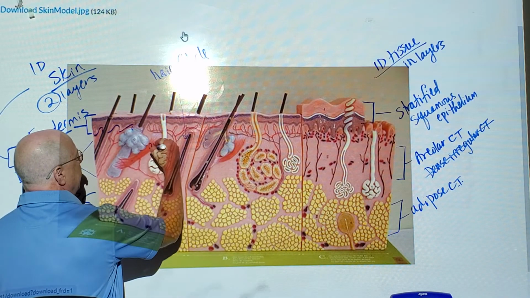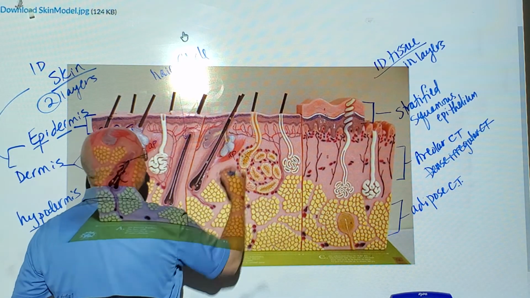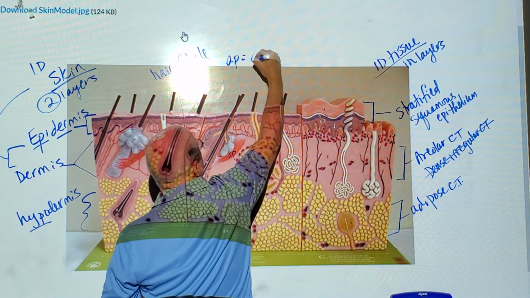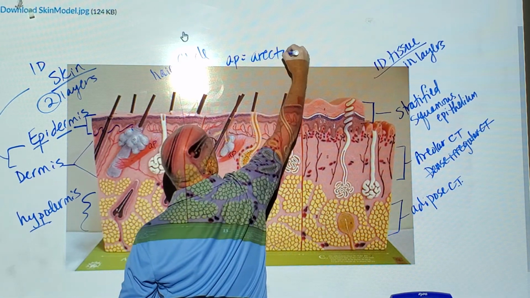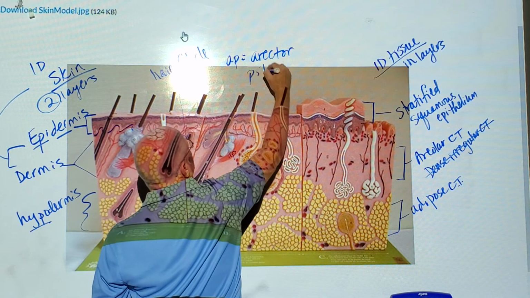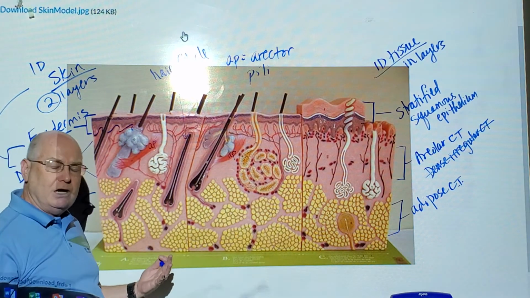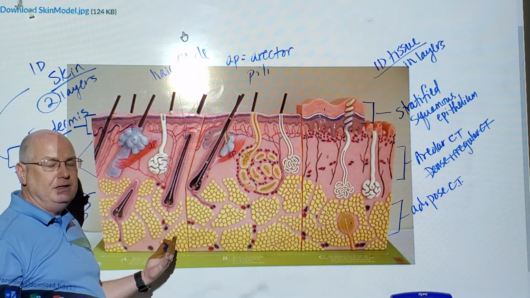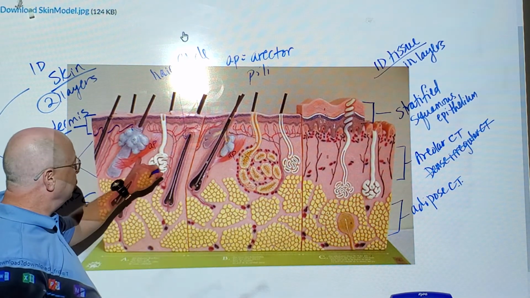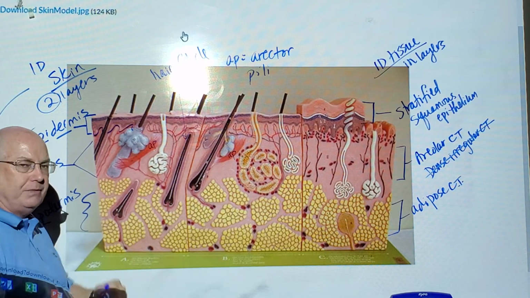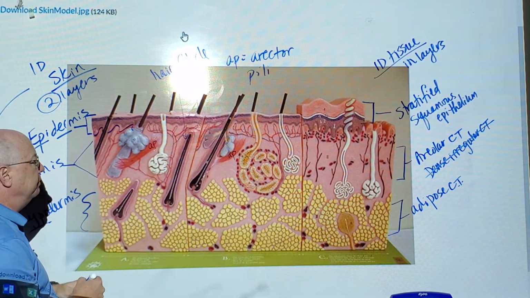And I'm going to put a little AP on both of these so I don't have arrows going everywhere. But that little structure that I labeled AP stands for Erector Pili muscle. Okay? Pelo means hair if you speak Spanish, and pili means the same thing. So those are Erector Pili muscles attached to these hair follicles. Okay? And they make your hair stand up or give you goosebumps.